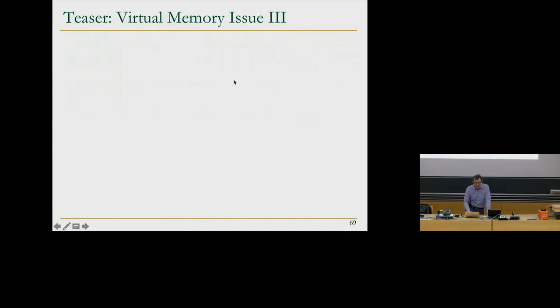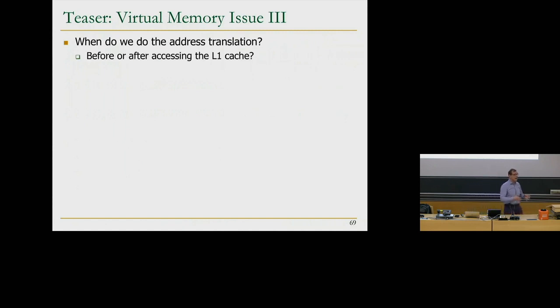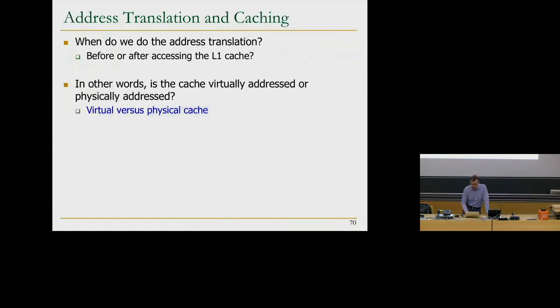But let me give you a teaser for the third issue. Basically, the third issue is when you do the address translation. This is an important question, and I think it needs to be re-examined completely in today's systems, for reasons I'm going to talk about in the last slide. One question is, do you do it before you access the L1 cache, or after you access the L1 cache? You may think this is a simple question, but it actually causes a lot of headache in the system. In other words, is the L1 cache virtually addressed or physically addressed?